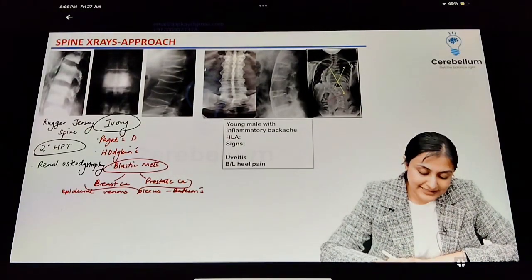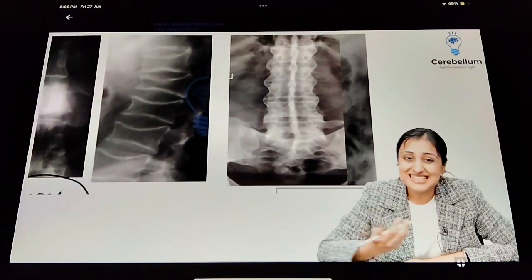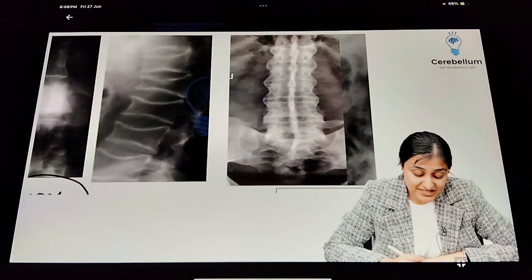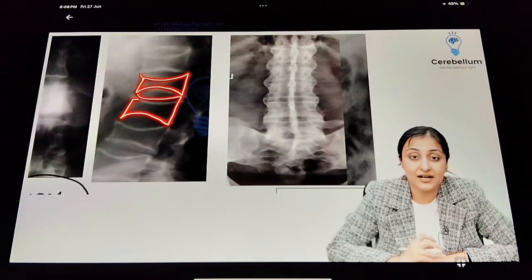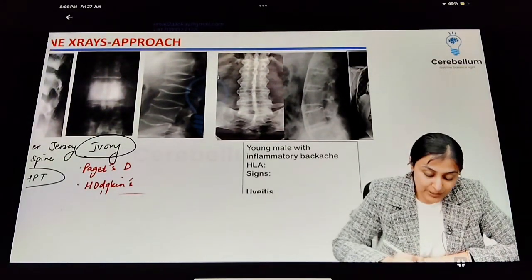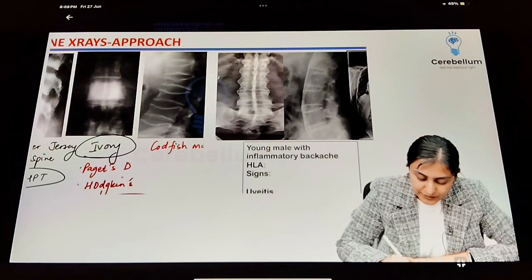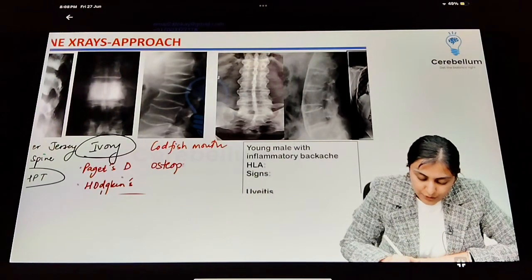Look at the third spine X-ray. What can you see? You can see that the density of the bone is gone. The bone is not even looking white. It's looking completely black. And because the bone is so weak, look at how bent the bones are. It is looking like a codfish mouth. So this codfish mouth appearance is what you see in osteoporosis.